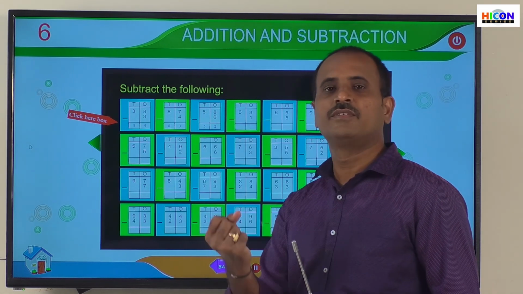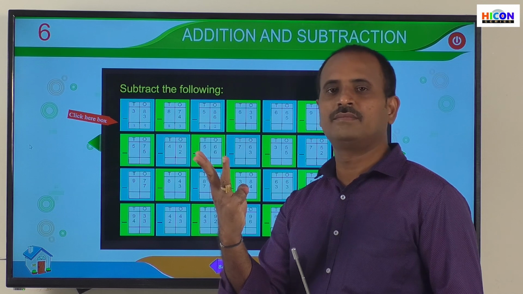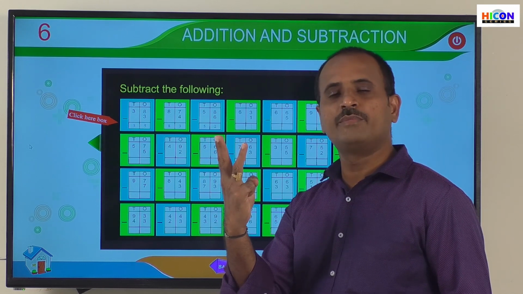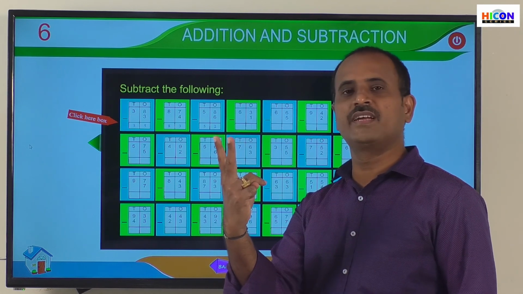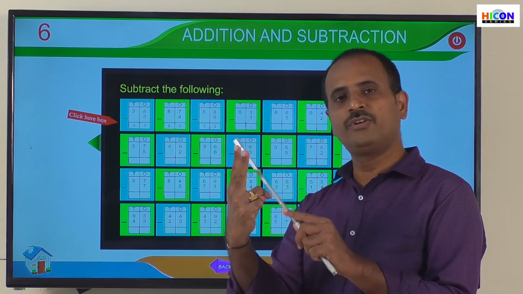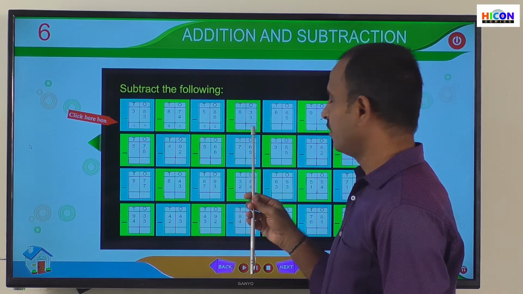Open 3 fingers first. 1, 2 and 3. And close 1 finger among these 3 fingers. So children, I have closed 1 finger. And how many fingers are there? So 1 and 2. So write 2 under ones place.